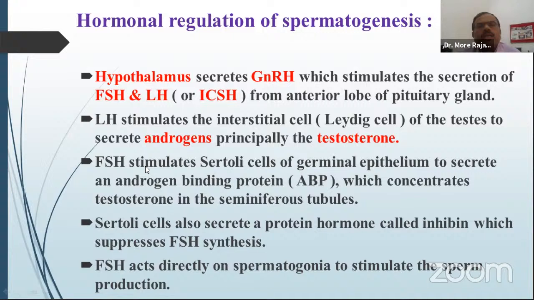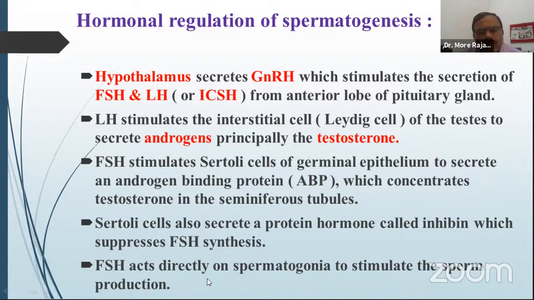testosterone. FSH, follicle-stimulating hormone, stimulates the Sertoli cells of the germinal epithelium to secrete androgen-binding protein, ABP, which concentrates testosterone in the seminiferous tubules. The Sertoli cells also secrete a protein hormone called inhibin. Inhibin is the hormone secreted by the Sertoli cells which suppresses FSH synthesis, that is, it suppresses follicle-stimulating hormone production.